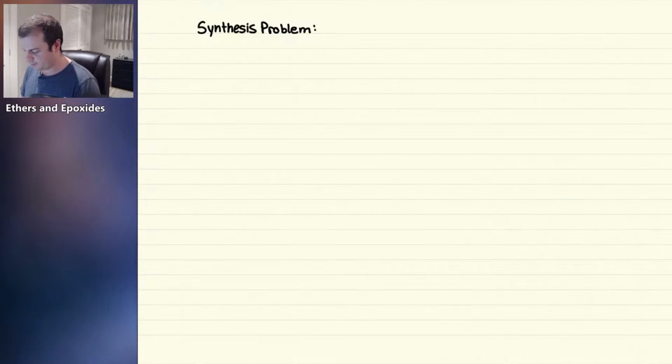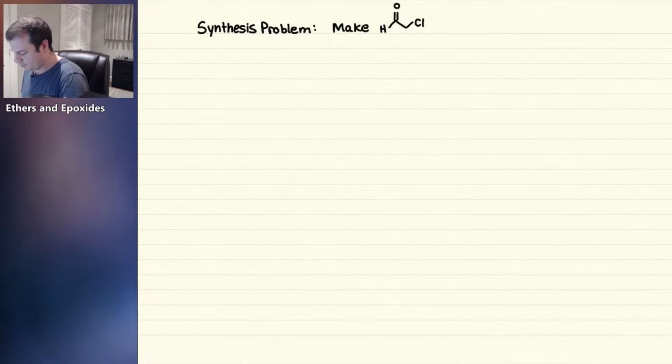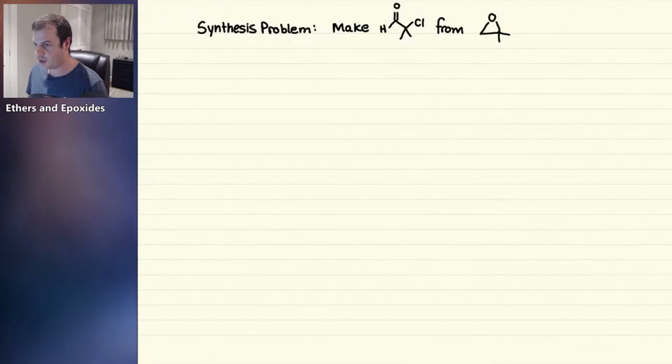So let's make this aldehyde from this epoxide. Okay, so to solve this problem, let's do a retrosynthesis. And if you want to try and solve it on your own, go ahead and pause the video right now, and you can give it a try on your own. But we're going to go ahead and solve it.